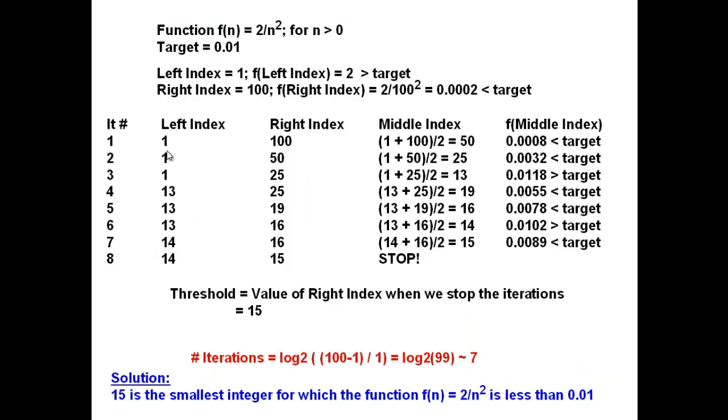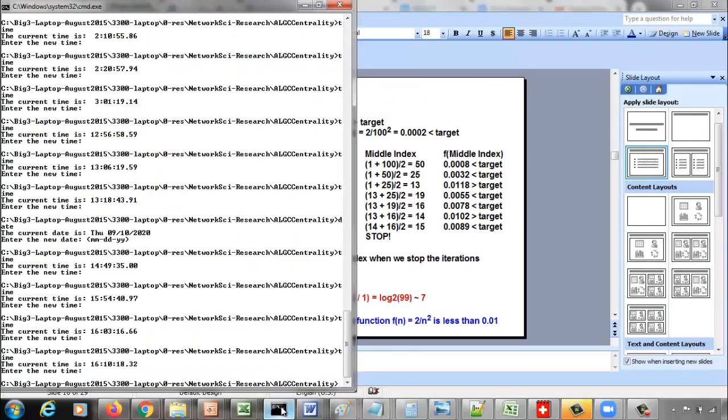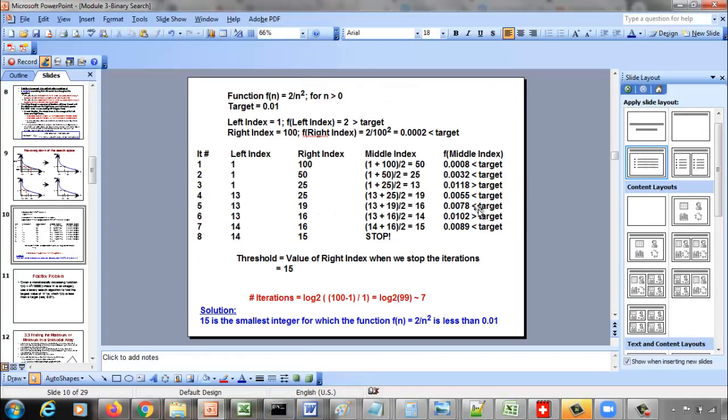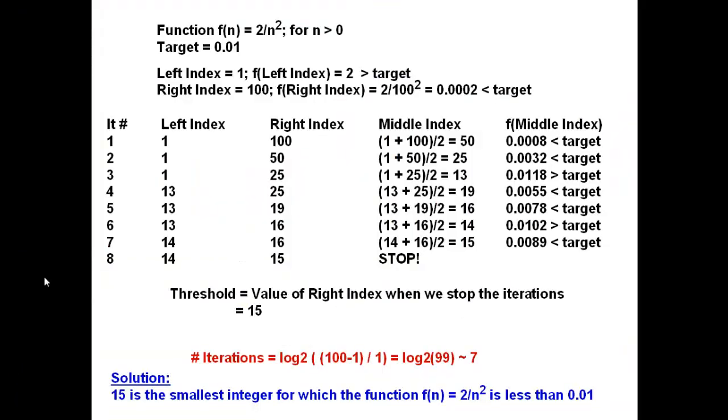Once you choose your left index and right index, that's the range within which the threshold n will lie. We can keep going with the binary search. Okay, so let us do a few iterations. If we cannot complete, we'll continue next time.